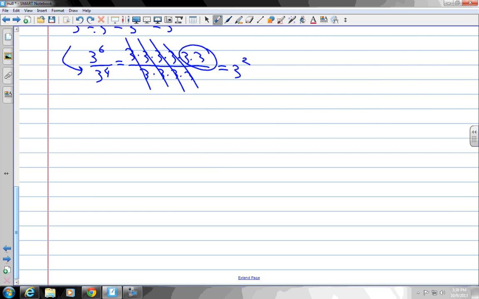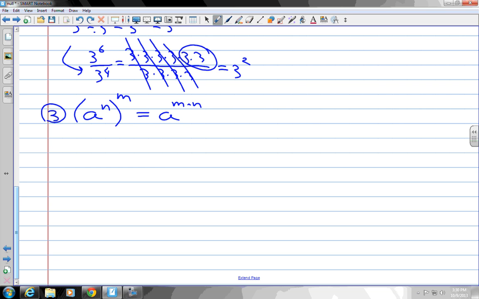The third rule is when we take an expression that has a power and then we raise it to a power. So a to the power n raised to the power m. Who knows? What do we do with exponents here? Multiply m times n. Okay?